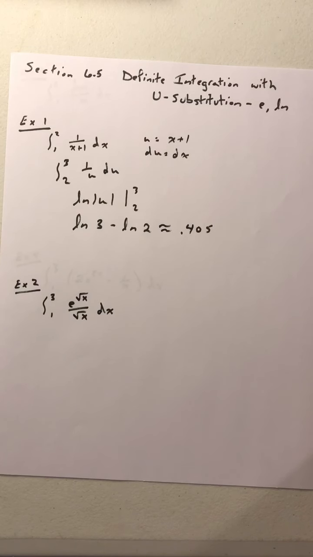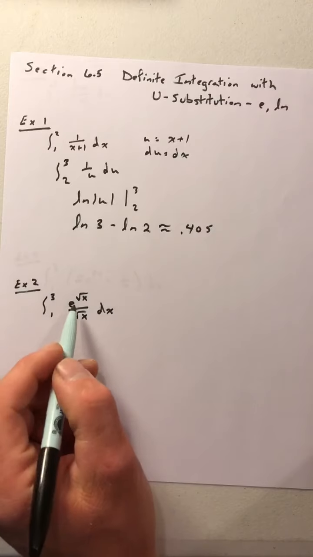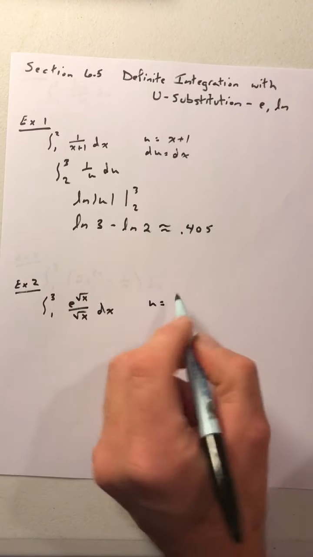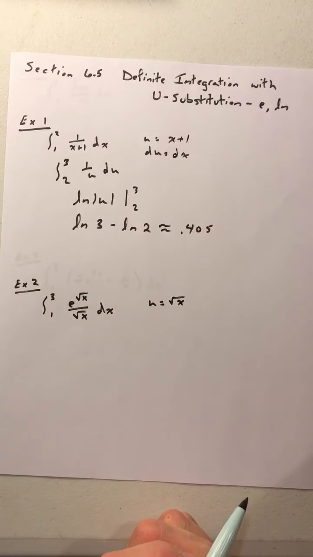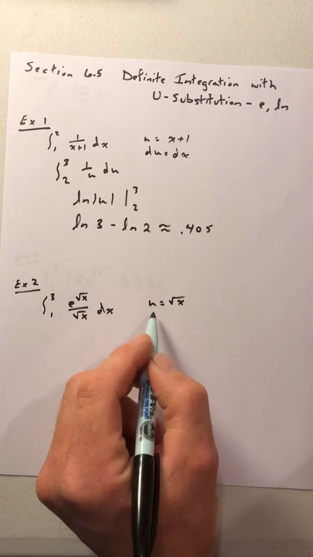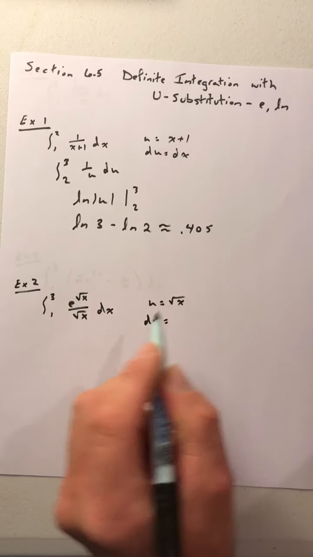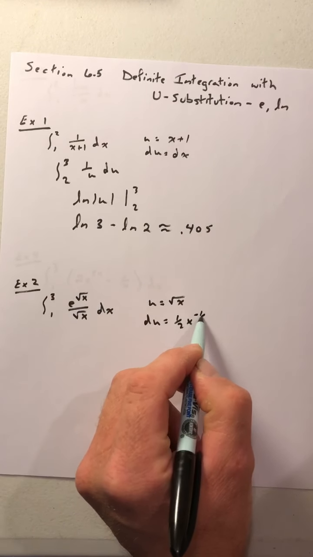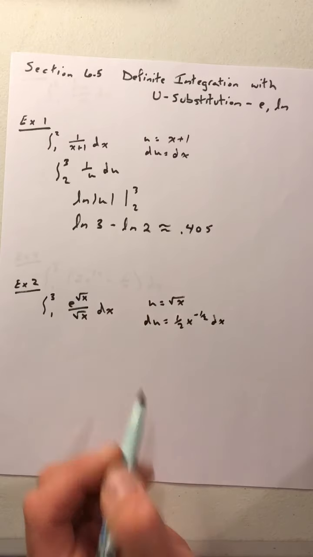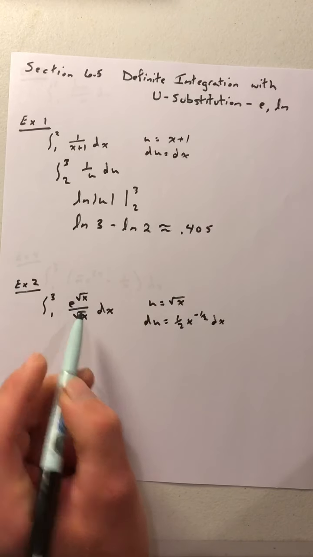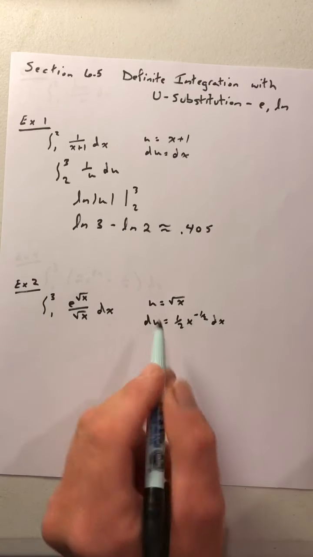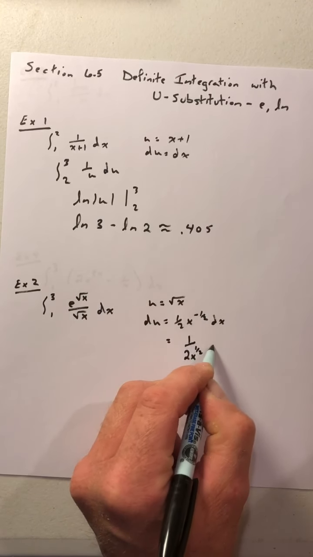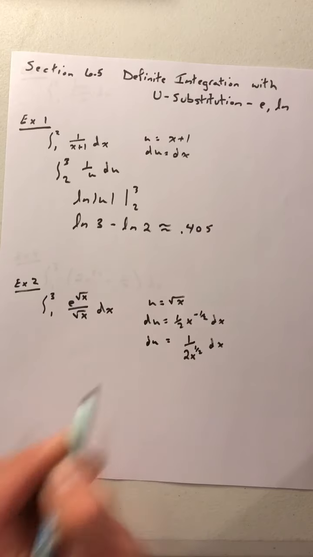Example 2, we're going to look at an e. Remember, when we have a single e, we're going to let the u be that exponent of e. So now we're going to go ahead and find the derivative here. du is going to be 1/2 x to the negative 1/2 dx. We have a square root of x in our denominator, and if we were to rearrange this, we could write this as 1 over 2x to the 1/2 dx equals our du.